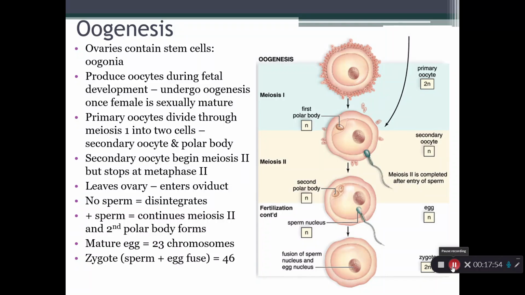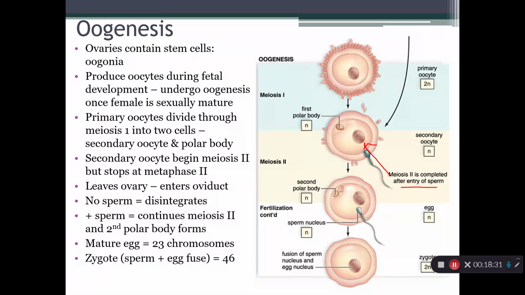So primary oocytes divide through meiosis 1 into 2 cells called secondary oocytes and polar bodies. And then you can see right here in the image, no you can't. Yeah. So this right here is showing you meiosis 1, and then once it's fertilized, you see meiosis 2 is completed after the entry of the sperm. And so it doesn't actually complete the meiosis until after the sperm has entered.